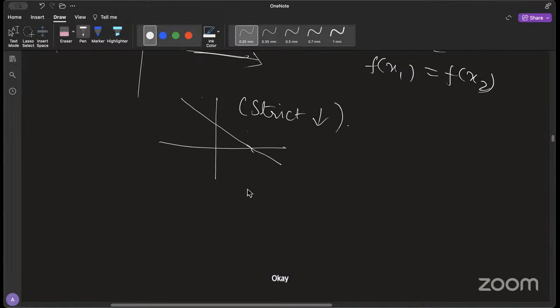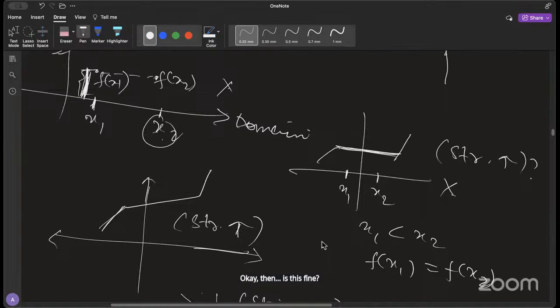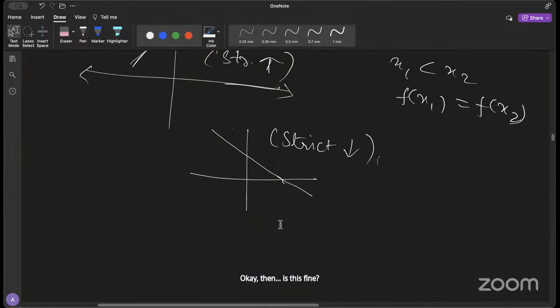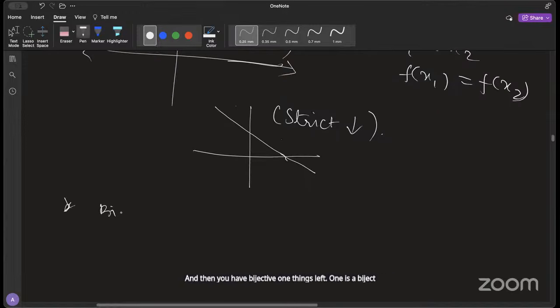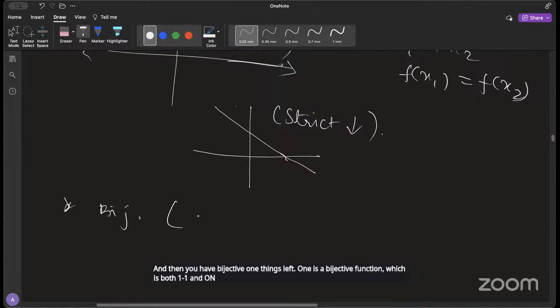Okay, then is this fine? I think we're done with that, and then you have the bijective one left. A bijective function is both one-one and onto. Bijective is one-one plus onto. That's it.